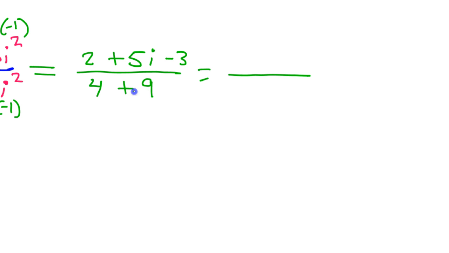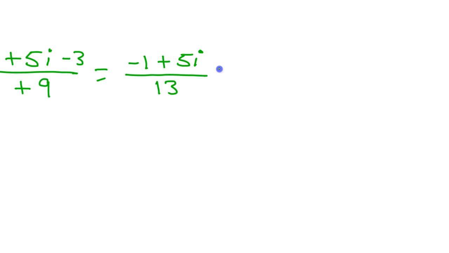Okay, in the denominator, I'm going to have 13. And then 2 minus 3, that's negative 1. So negative 1 plus 5i. And we will just separate this into 2 separate fractions. So that's going to be negative 1 over 13 plus 5 over 13i. It's a plus bi.